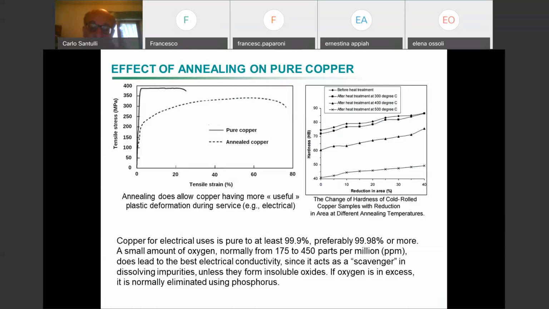And if there is more than needed, it's then eliminated by phosphorus. Some oxides are insoluble, and therefore remain. But if the amount is between 175 and 45 parts per million, it's okay for electrical applications.